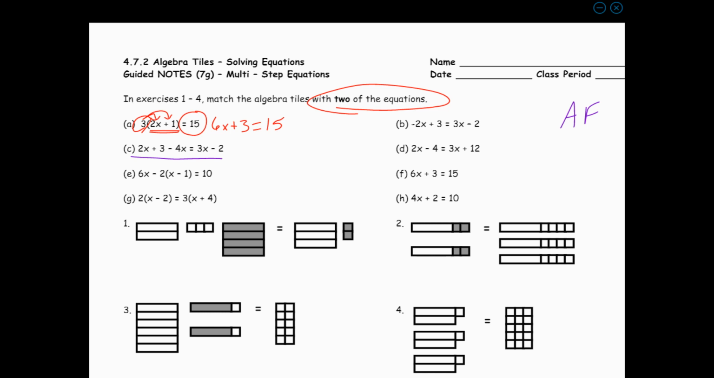Combine all your x's together first on this side, because I've got 2 x's and also minus 4 x's on the same side. So how many x's do I have on that side? Negative 2. So I'm left with negative 2x. Does that change this 3 right here? No. So negative 2x plus 3 equals 3x minus 2. Which one does it match? B. So C and B match.